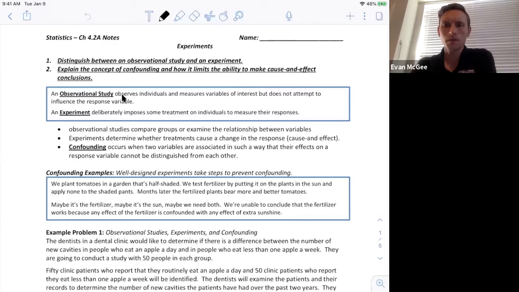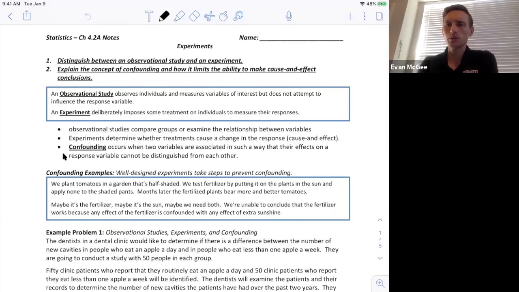It's a study where the individuals are observed. So they don't try and influence the response variable, whatever they're trying to measure. An experiment is different. They're deliberately imposing a treatment on individuals and measuring the response. So observational studies compare two groups or they examine relationships between variables, whereas experiments can be used to determine whether the treatment causes a change in the response. So an experiment is the only way you can establish a cause and effect relationship.